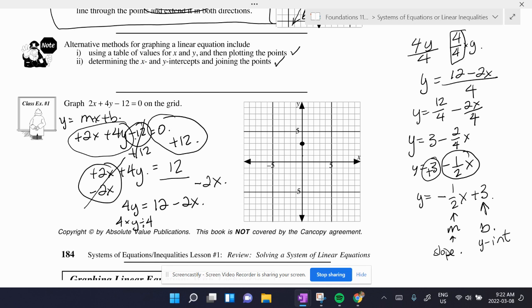When it's negative, I like to go down first and then to the right, just to keep it straight in my head. The negative goes with the slope, either with the rise. It either goes up or it goes down. Okay, so I'm going to do down 1 and to the right 2. So down 1 and to the right 2, down 1 to the right 2, down 1 to the right 2, down 1 to the right 2. I do several points, and then I draw a line.